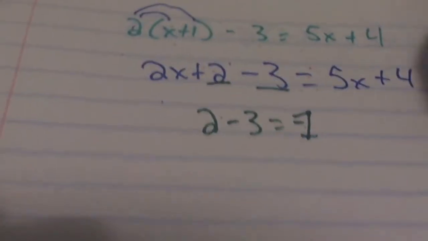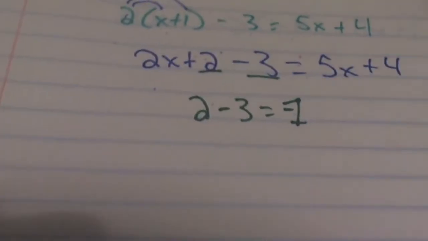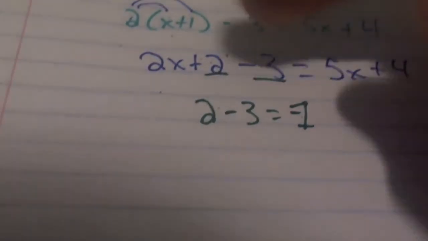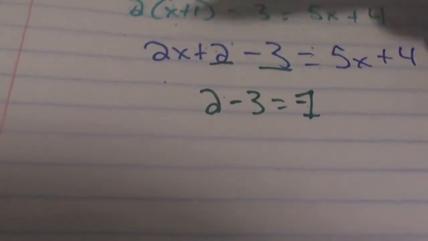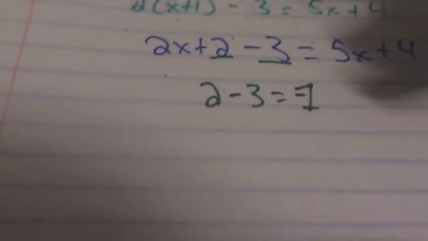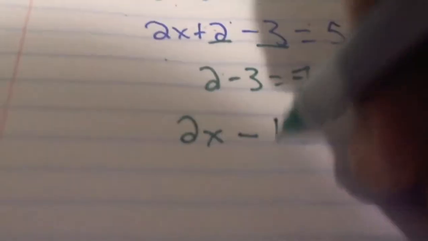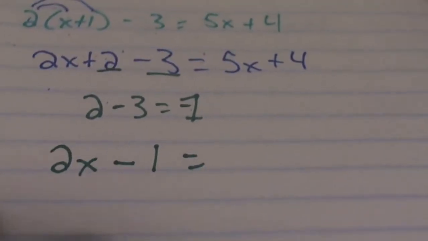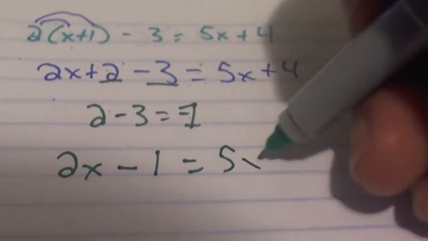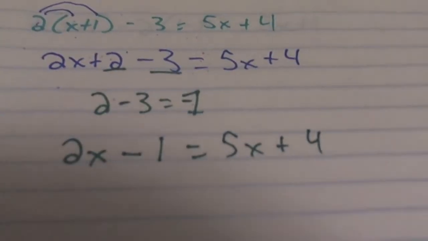Okay? So let's just focus on the left side first and then the right side. Some of y'all were doing both at the same time, and that just confused y'all. So let's focus on the left side. So you combine 2 and negative 3 to give us negative 1. To 2x, there's no other 2x. So this becomes 2x minus 1. Now let's look at the right side. There's no other x's. There's no other constant. So we just keep this at 5x plus 4.